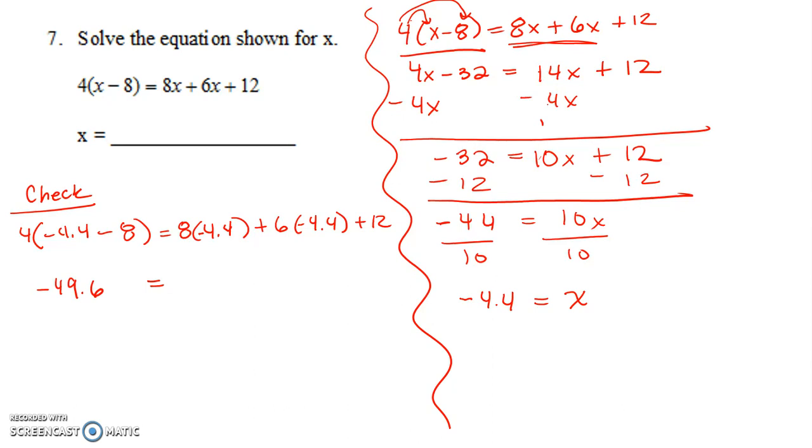So we can do 4.4 times 8, that gives me negative 35.2. 4.4 times 6, that gives me negative 26.4 plus 12. So when I add all those things together, I'm going to get also negative 49.6. So you're good. So x equals negative 4.4. So those are those 3 questions.